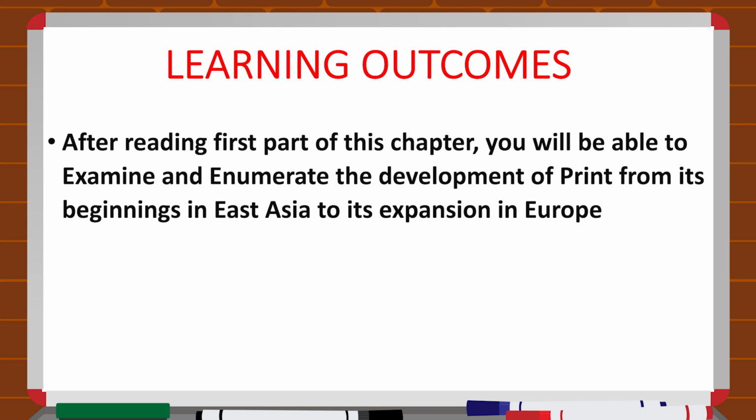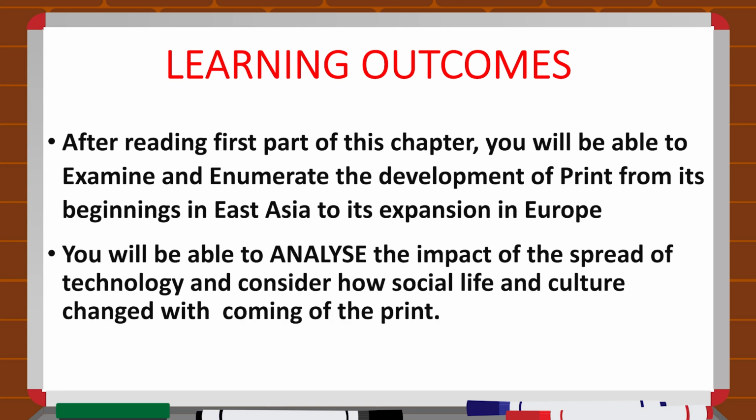Today, we will discuss the chapter Print Culture and the Modern World of Class 10th from the History NCERT book. After reading the first part of this chapter, you will be able to examine and enumerate the development of print from its beginning in East Asia to its expansion in Europe. You will be able to analyze the impact of the spread of technology and consider how social life and culture changed with the coming of print.